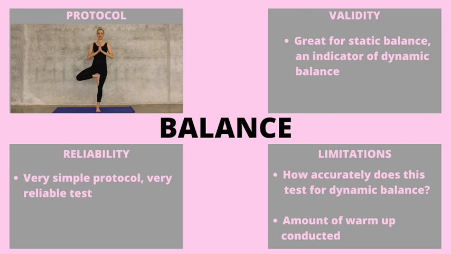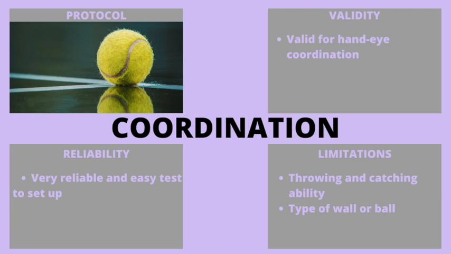The reliability, very simple to set up, but like with everything that's simple to set up, make sure you don't become complacent and therefore make errors with the protocol. Coordination, again, there's millions of tests. Juggling is a type of coordination test, but I believe juggling to be a skill. And it's a skill that can be quite difficult to do. So it doesn't mean you've got poor coordination because you can't juggle 4 tennis balls. But a test that is more accurate for hand-eye coordination, if that's what you're looking for.